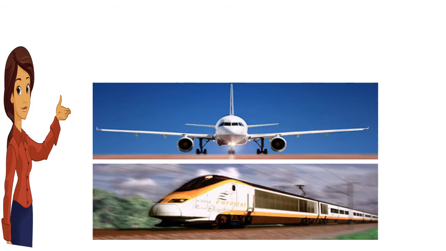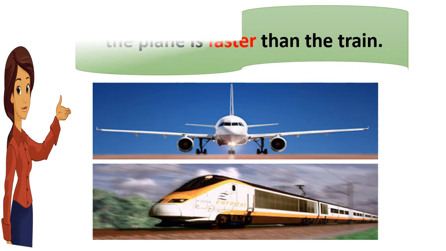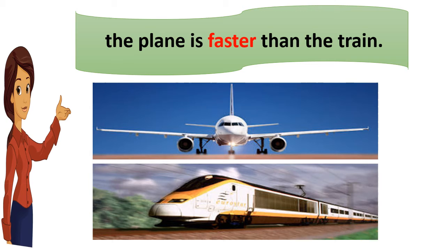If we want to describe this picture, we can say the plane is faster than the train. The plane is faster than the train. So if we want to compare two things, two people, or two animals, we use the comparative form just by adding ER to the end of the adjective and writing than after it.